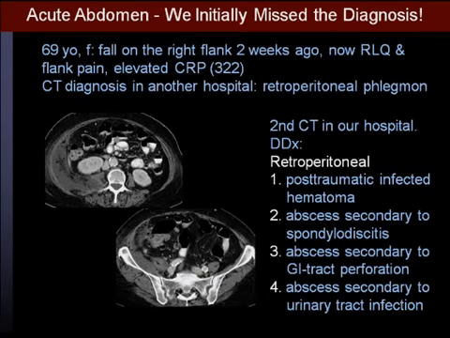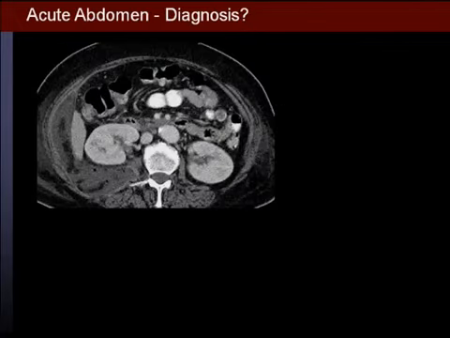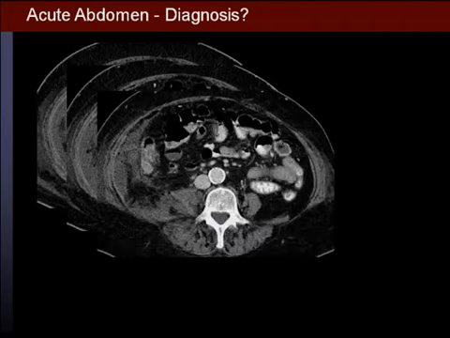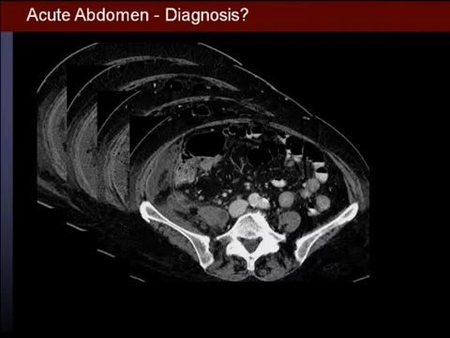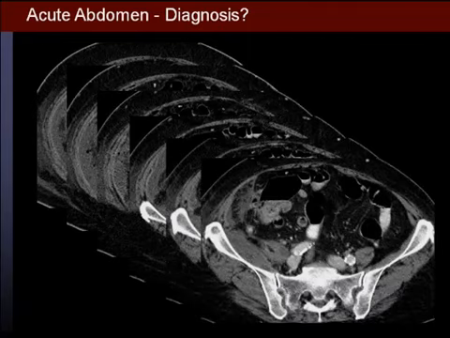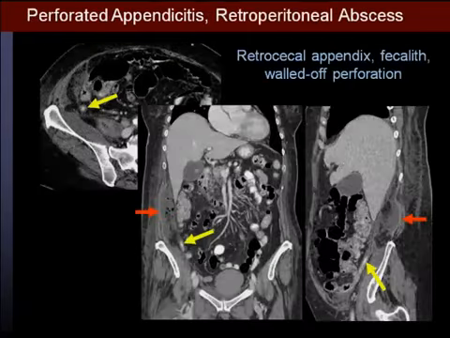Has someone an idea? Perhaps let me show a little bit more in detail the various slices, from the diaphragm down to the pelvis. Well, the diagnosis is a retroperitoneal abscess secondary to perforated appendicitis.